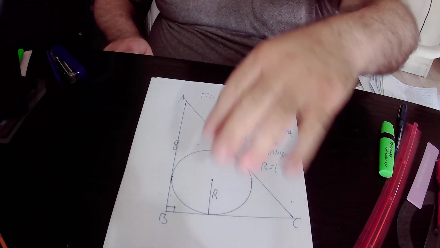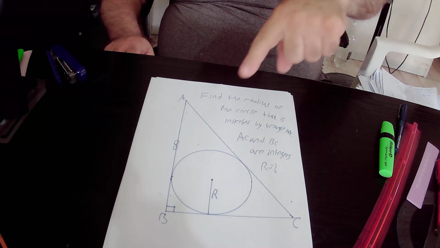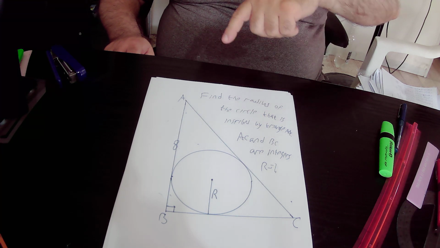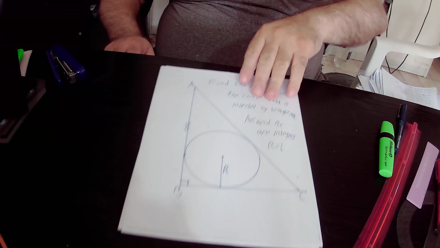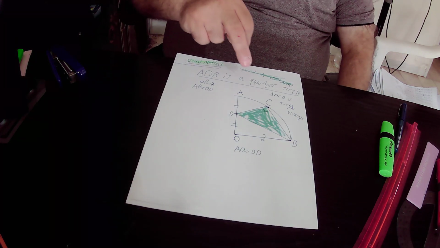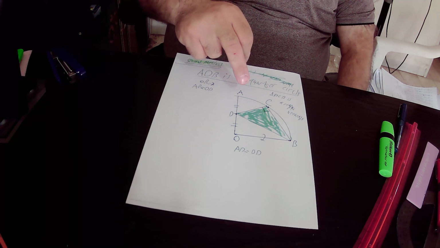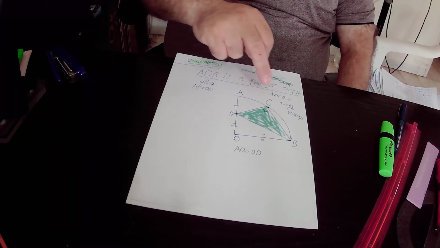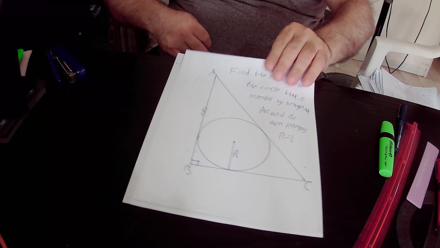Now in this lecture we'll answer two questions. In the first question we'll find out the radius of this circle that is inscribed by the right triangle ABC. In the second question we'll find out the area of the blue right triangle that is inscribed by the quarter circle. So we'll start with the first question.